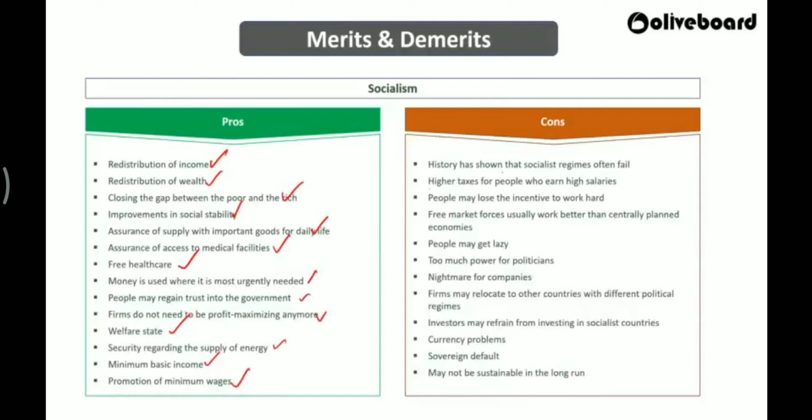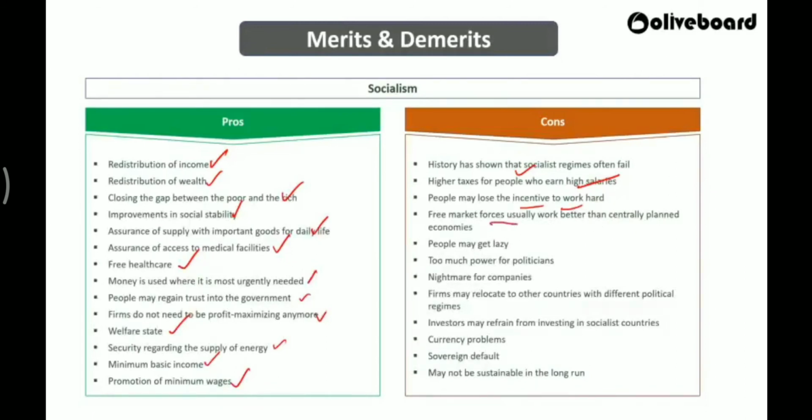See here, history has shown that socialist regimes often fail, because it leads to dictatorship or monopoly. Higher taxes for people who earn higher salaries. Yes, because I'm redistributing the income, redistributing the wealth. My main aim is to do that, so that's why they will charge high taxes. People may lose the incentive to work hard. Yes, everything will be taken care of by whom? Government. Free market forces usually work better than central planning.